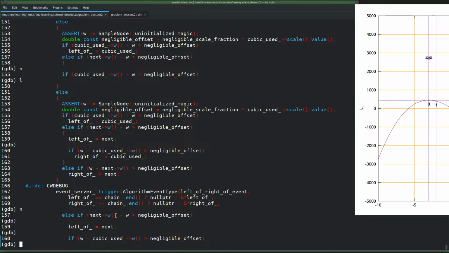And then we get this one. It's the same as that one. These two are the same. If W minus cubic used is larger than negligible offset... They're not the same. This is cubic used and this is next.